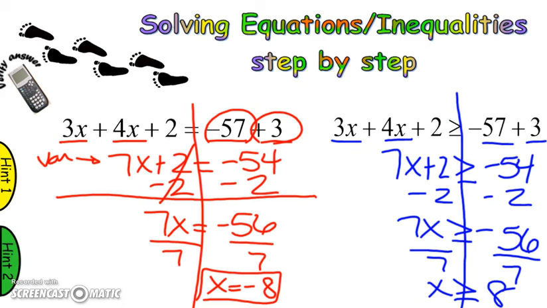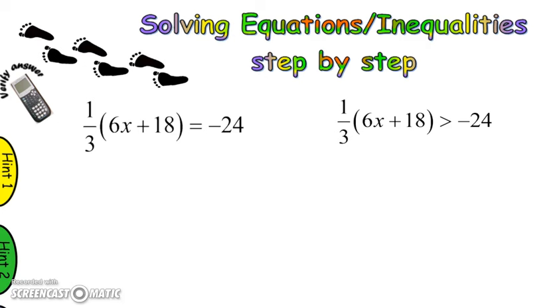That means your solution could be 8, it could be 9, it could be 10, it could be 12, it could be 1 million. But you also need to realize that x cannot equal 3, 4, 5, 6, 7. Anything less than 8, your solution is not possible. All right, next example.